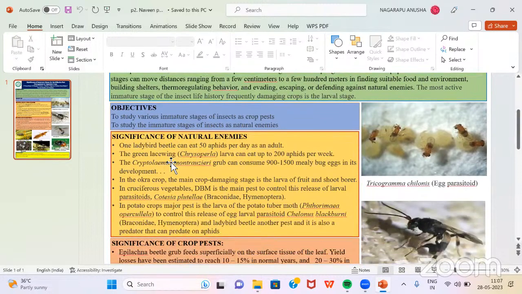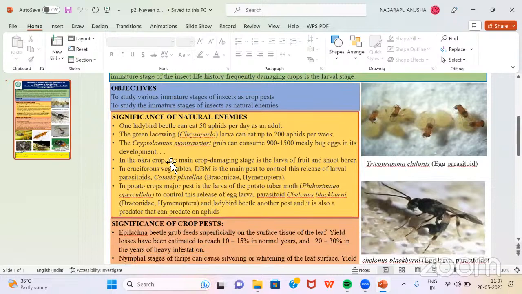Some of the natural enemies, like the ladybird beetle and green lacewings, can be used as natural enemies. One ladybird beetle can eat 50 aphids per day as an adult. Green lacewing larvae can eat up to 200 aphids per week. The Cryptolaemus montrouzieri grub can consume 900 to 1500 mealybugs during its development. The major pest of cruciferous vegetables is the diamondback moth, which is controlled by the larval parasite Cotesia plutellae. In potato crops, the major pest is the potato tuber moth, which can be controlled by the egg-larval parasite Chelonus blackburni.